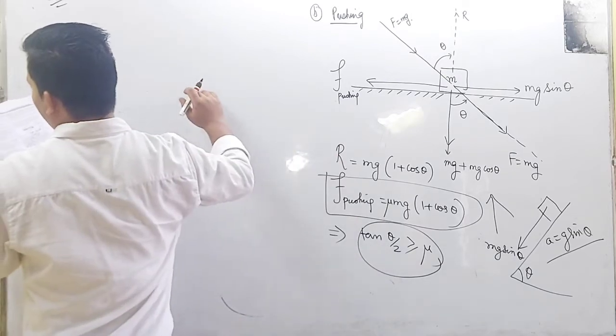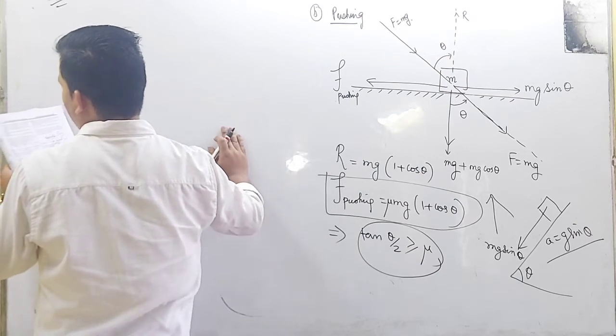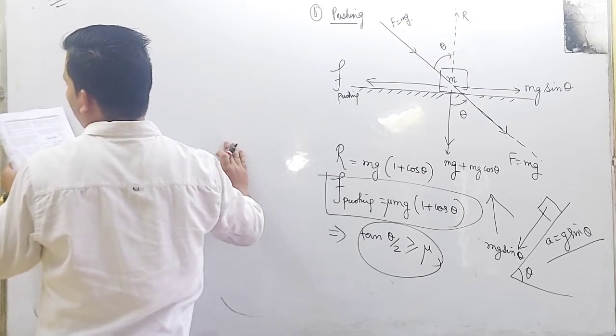Question number 85: a block of mass 2 kg is placed on a plane inclined at angle 37.